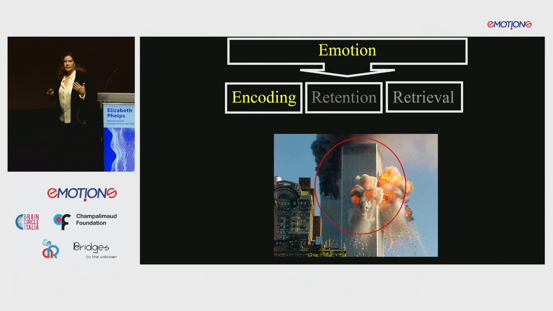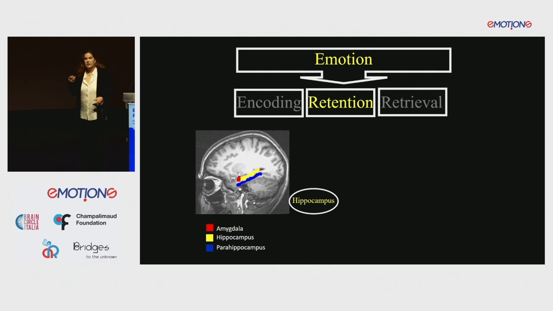Okay, I want to move on to the second stage of memory, which is retention. We tend to think of retention as a sort of passive period of time where nothing's going on, but actually, in your brain, a lot is happening. There are synaptic changes that are occurring over time that create that memory, that is the formation of that memory, and we call this process consolidation.